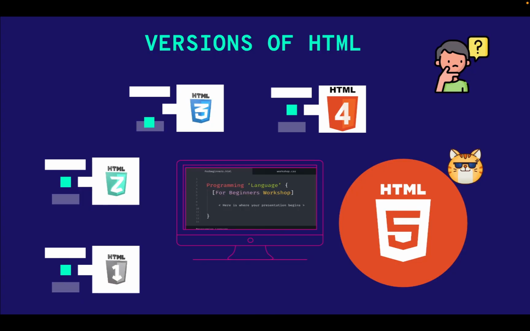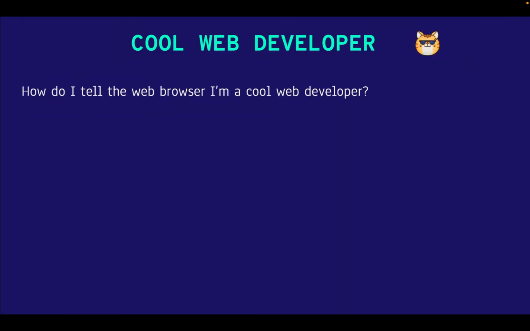So the HTML that we are learning is going to be HTML5. I will teach you guys HTML5. Everything that we are learning in this class is going to be based on HTML5, which is the latest technology, which is what everyone is using. Okay, so that is good. Now that we are cool web developers, how do we tell the web browser that we are cool web developers?